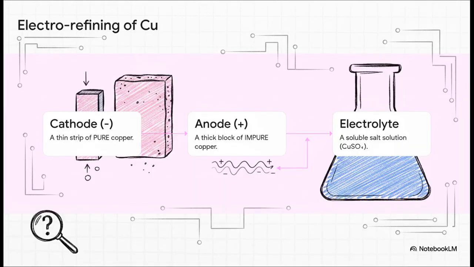So let's break down that copper experiment, because you have to know the setup. The negative cathode is where the pure stuff collects, so you start with a thin, pure strip of copper. The positive anode is the big, impure block you're trying to clean up. And the whole setup sits in an electrolyte like copper sulfate solution, which lets all the ions move around.